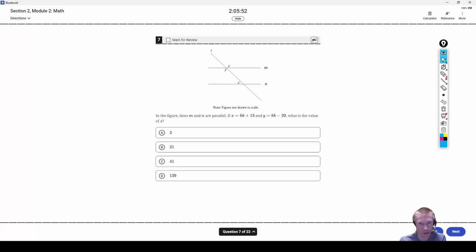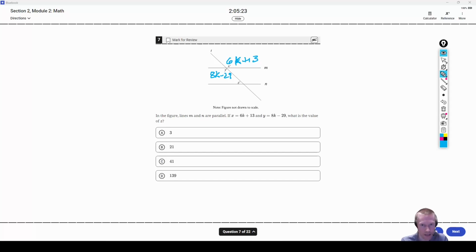All right, next up, number 7, we have some parallel lines, geometry problem here. So they tell us that x right here is 6k plus 13. They tell us that y is 8k minus 29. And they want to know what the value of z is.